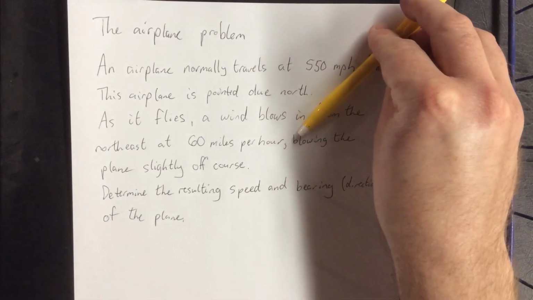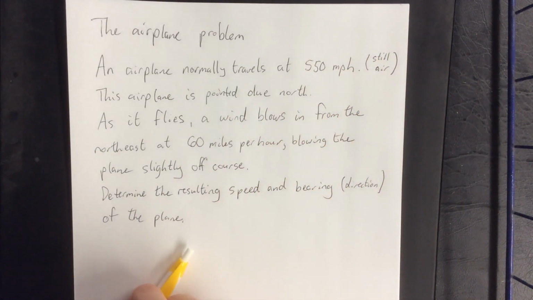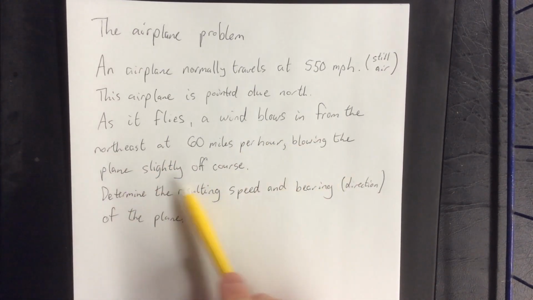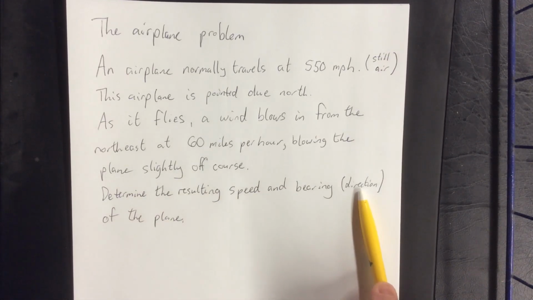Now, if it blows in from the northeast, then the direction that it's actually traveling will be southwest, the opposite direction. So it blows in from the northeast at 60 miles per hour, blowing the plane slightly off course. Determine the resulting speed and bearing, or heading, or direction of the plane.